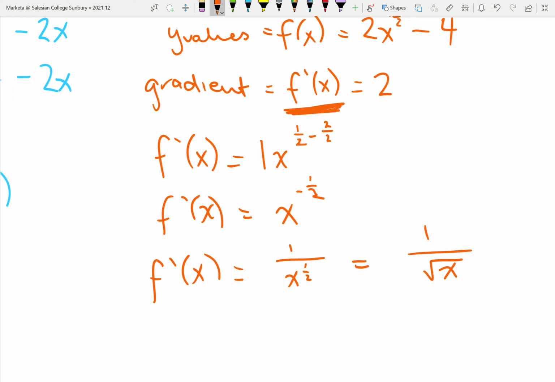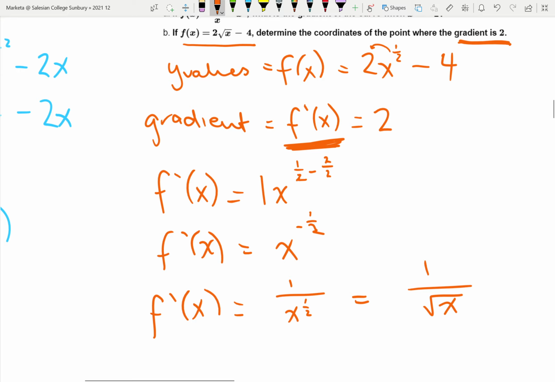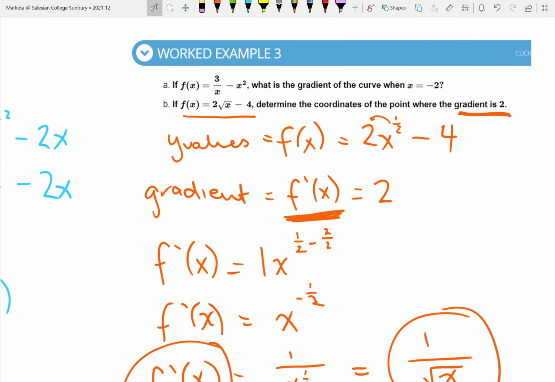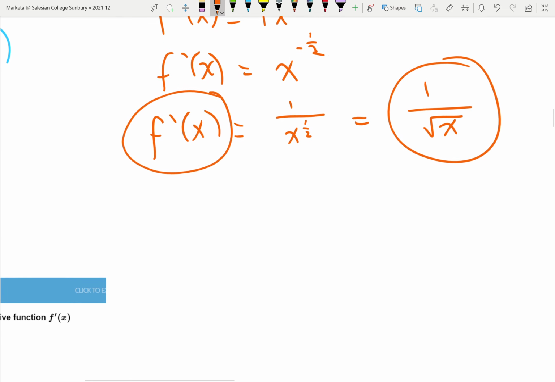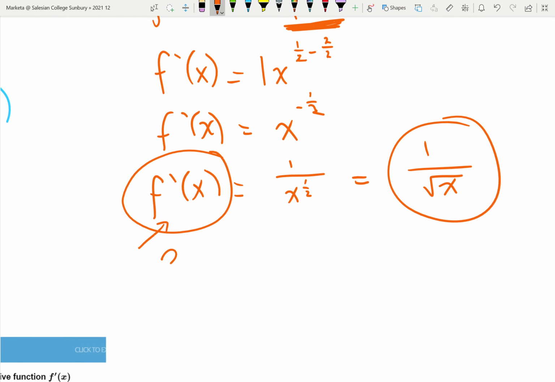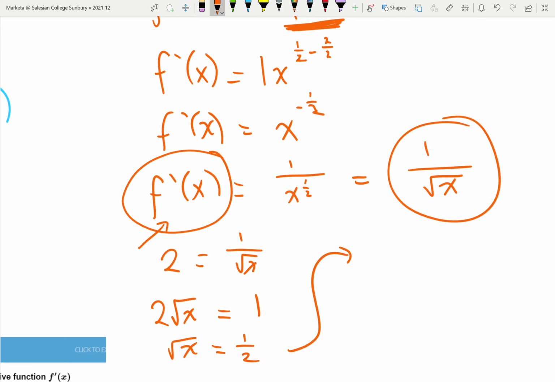So let's see. Now we've got a gradient equation. Our gradient value is given by this equation. So if we sub a value of x into that, we're going to get the gradient. But they're not asking us to find the gradient. They're telling us the gradient and asking us what is x and y when we have the gradient of, what was it, 2? So now we can say, well, this equals 2. So that means 2 root x equals 1. Root x equals half. And square both sides, x equals 1/4.